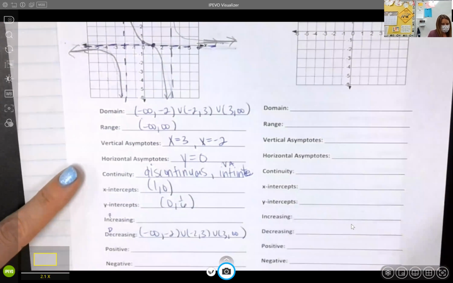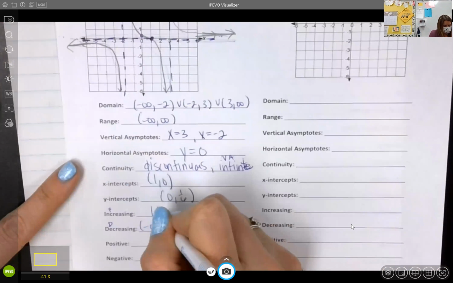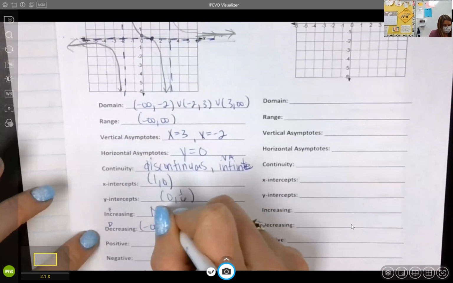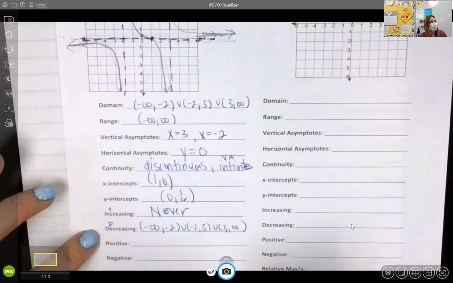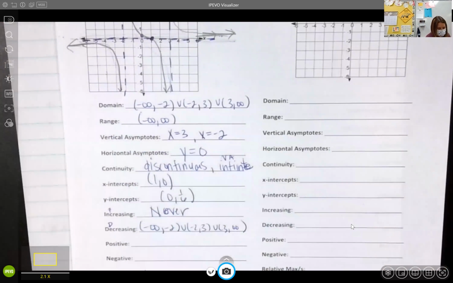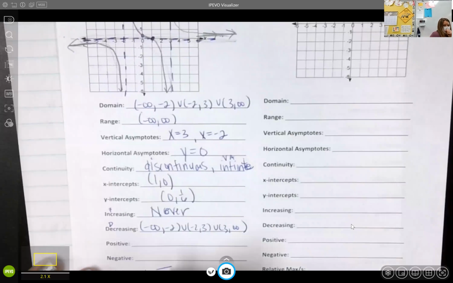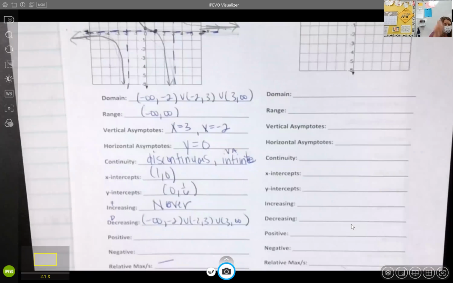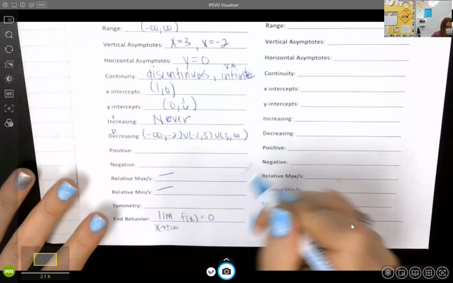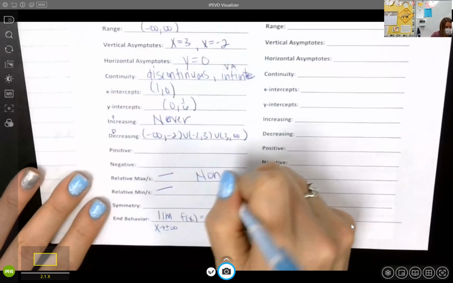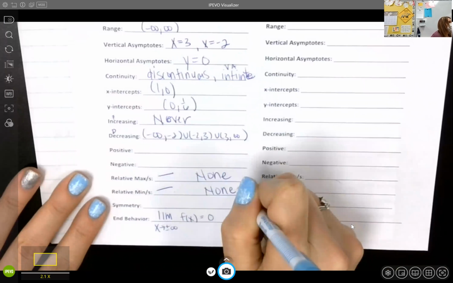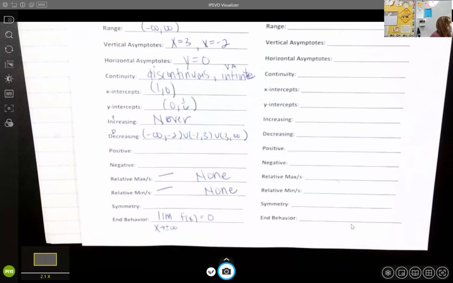Okay? And if it's always on the domain decreasing, then that means it's never going to increase. Which means there's no max and no min. Now, you can put a dash like this, or you can write none, but do not leave it blank. Okay, you have to show that you knew how to do it, that you didn't just leave it blank. So I've got none and none.